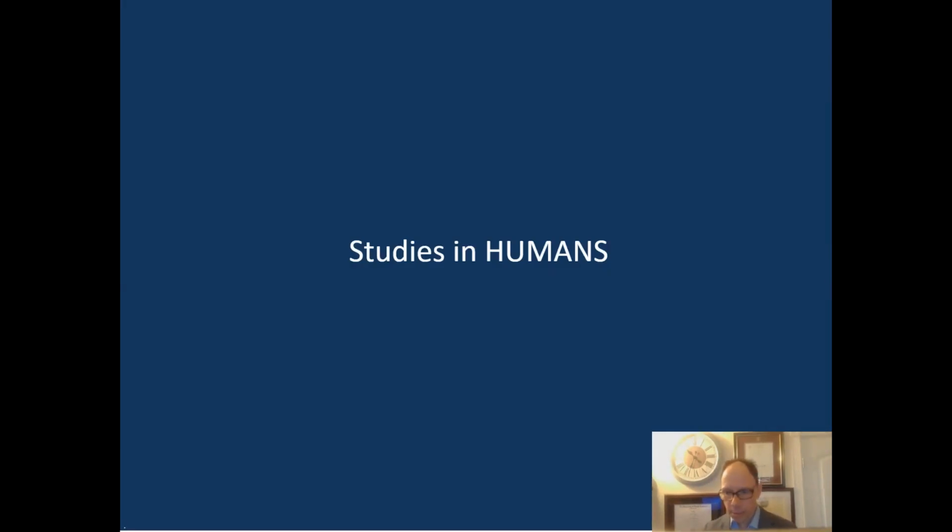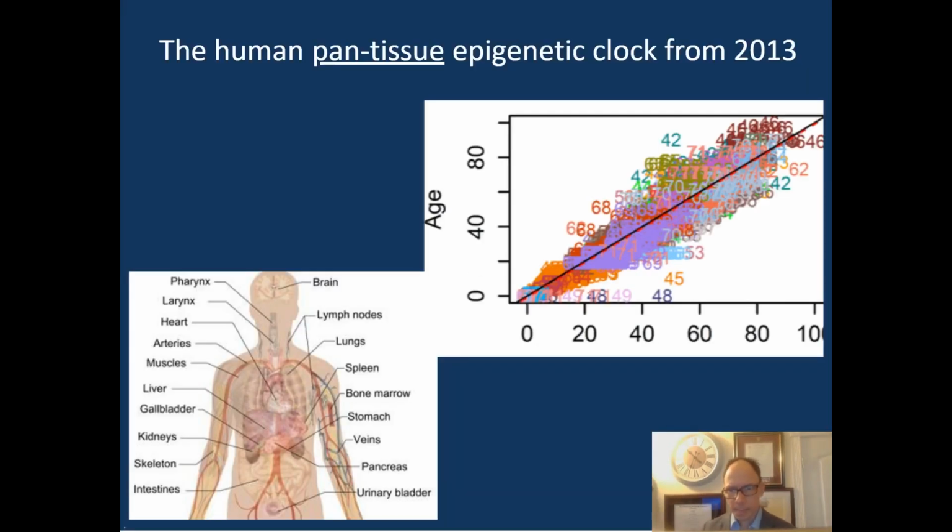I want to now come to my favorite mammal, which is, of course, humans. I'm motivated by identifying and validating anti-aging interventions in humans. And I want to describe the so-called human pan-tissue epigenetic clock, which was published in 2013. It applies to all human tissues and cell types that contain DNA.